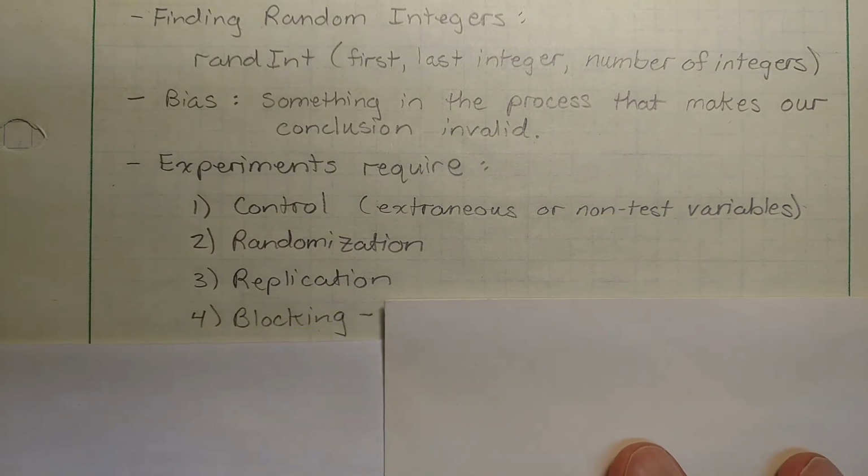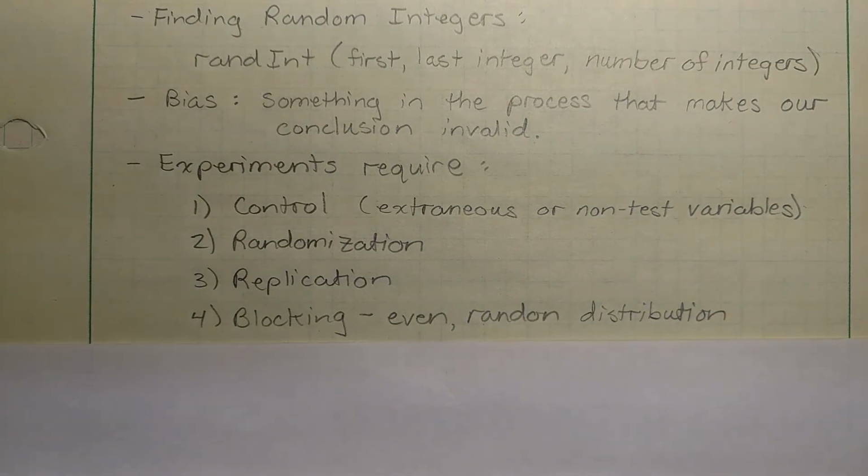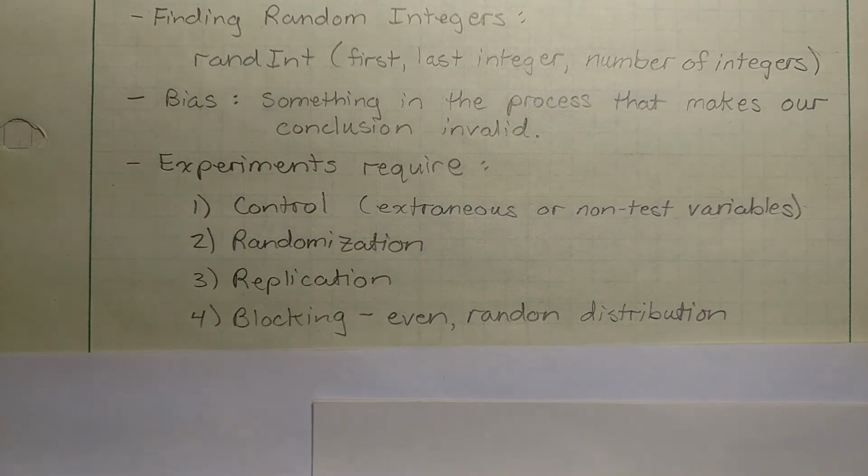Fourth thing, you need to have what's called blocking. What's blocking? Blocking is where you get an even random distribution. The term is called blocking. You've got to have a random distribution, but it also needs to be even, in other words, spread out. So it's not enough just to go to Minnesota and randomly select people from Minnesota for your survey. If you want to know what the nation thinks, you have to get an even sampling across the nation, but it also has to be random. So both have to be in play.